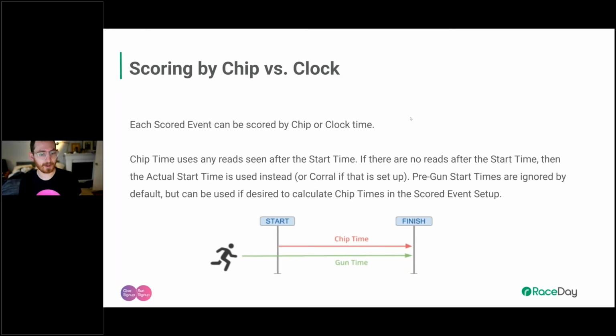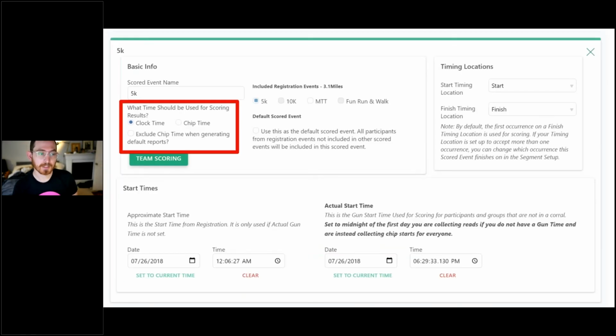Essentially, all you need to understand is this diagram at the bottom. Chip time is the time it takes for them to get from the start line to the finish line. Gun time or clock time, same thing, is whenever the gun actually goes off. It doesn't matter if it takes them 5 minutes to actually get to the start, that time is included in their elapsed time. And you can set that right here in RaceDay scoring. If you selected chip time, you would have a few other options in there as well.